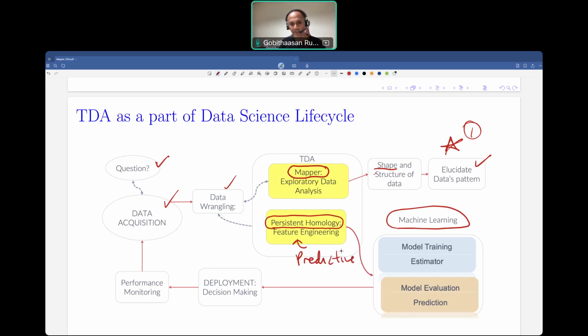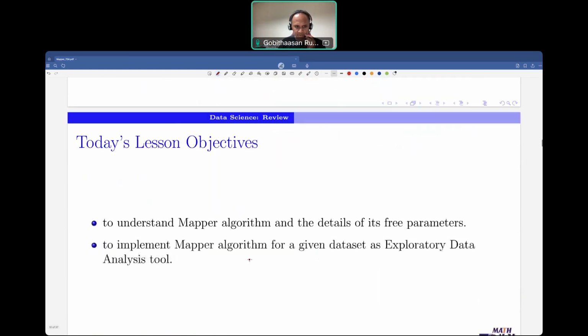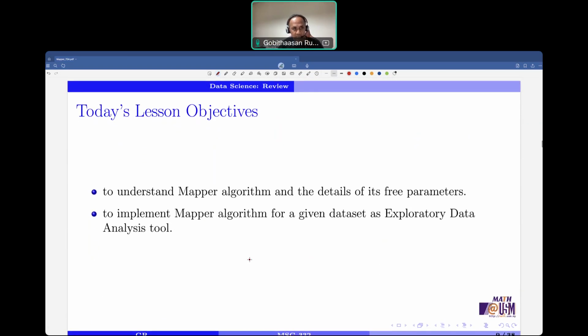Then the rest is the same, where you might want to improve your model, or in the context of mapper or persistent homology, to create a better, more accurate predictive model or visualization. So that's what we're going to do. Let's look at the first part, which is the mapper algorithm. Today's lesson would be to understand the details of the mapper algorithm, which means we want to make sure it is a transparent box to you, such that you will be a power user.